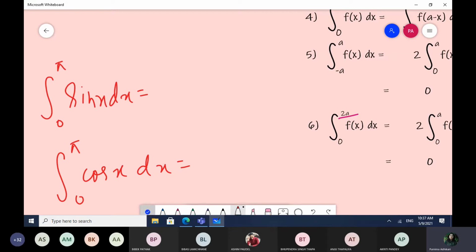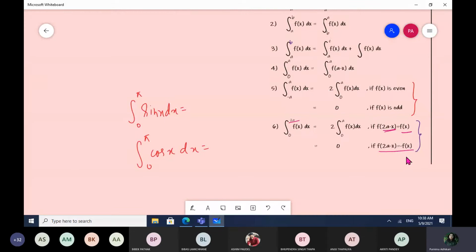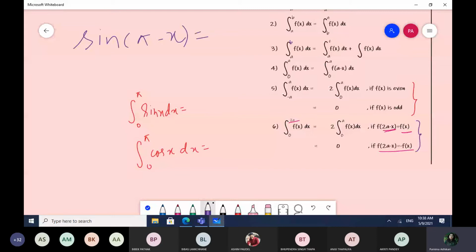Look at the first one, the sin x function. Your function will satisfy the first or second condition. In place of 2a, right now we have pi. So see what you get when you write sin of pi minus x, that is 2a minus x. What are you going to get? The integral from 0 to pi by 2 of sin x, and in front, 2 times. Very good. 0 to pi by 2 of sin x dx, because it is satisfying your first condition.